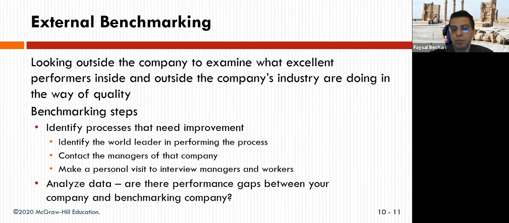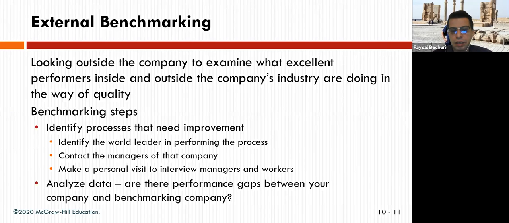Benchmarking step, first of all, as we said, you identify the process that needs improvement. So once you see somebody who is making a better product than you, you look at your product and see how you can improve that. Once you identify the process that needs improvement, you need to identify the world leader in the performance of that process. So you probably go and visit that gentleman, contact that management, and see how they're doing it. Make a visit to interview the manager and workers, see how they're performing to have such a good quality of product.